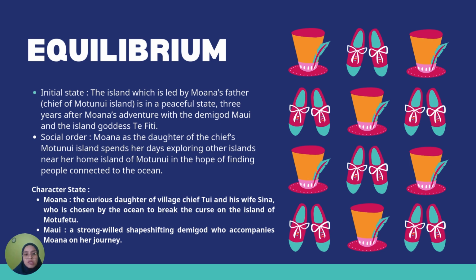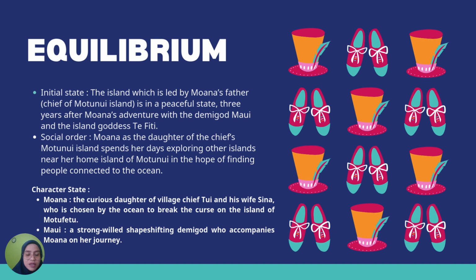It is set 3 years after Moana's adventure in the first movie with the demigod Maui and the island goddess Tefiti. The social order: Moana, as the daughter of the chief of Motunui Island, spends her days exploring other islands near her home island of Motunui in the hope of finding people connected to the ocean.